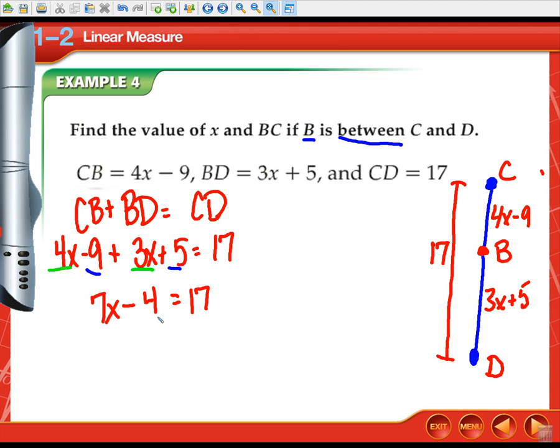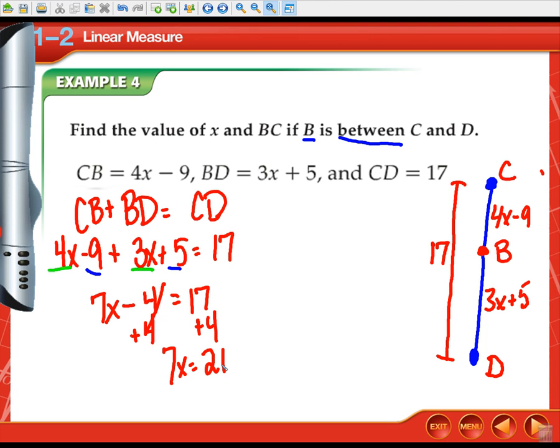All right. And again, from here, now we can just go ahead and identify the present and reverse order here. So let's work backwards to get rid of everything around our 7x. So it looks like we got a minus 4. We're going to need to add 4.